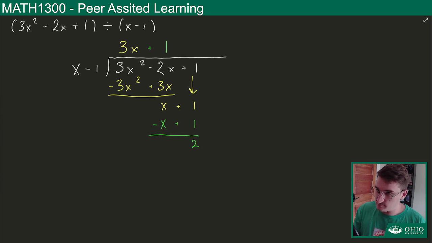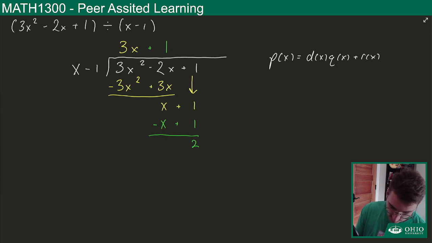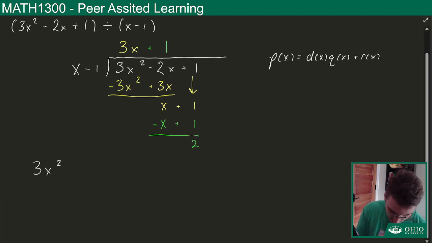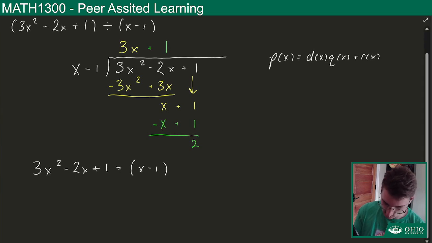We always want to express our final answer in the form p of x equals d of x times q of x plus r of x. You should get in the habit of writing out your answers in this form. And so let's actually do that. Our original polynomial p of x is the larger one that was getting divided. So I can write 3x squared minus 2x plus 1. Now, d of x is the term we used to divide, so I can write that as, in parentheses, x minus 1.